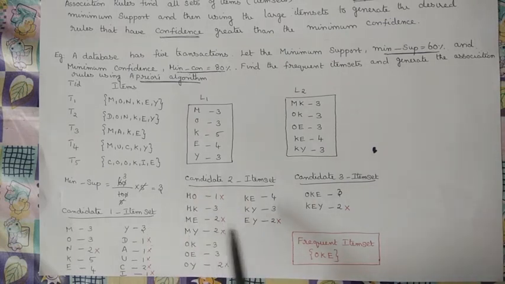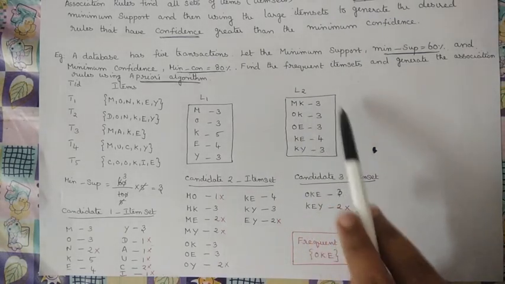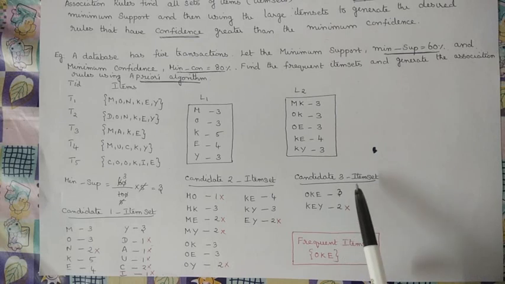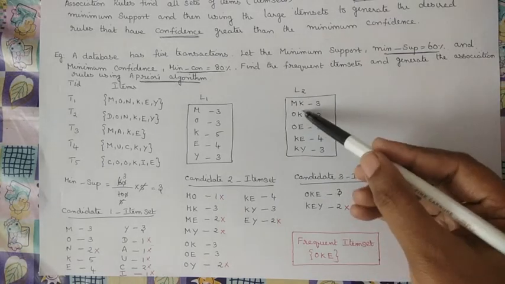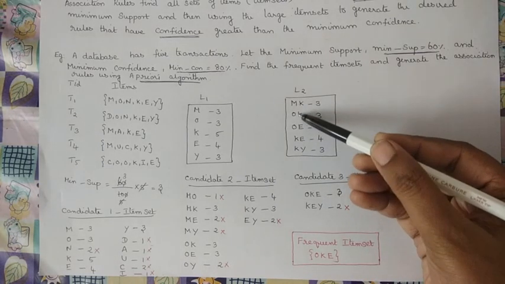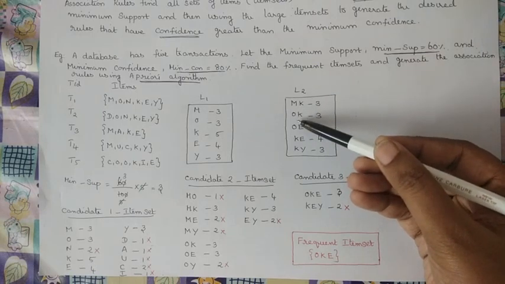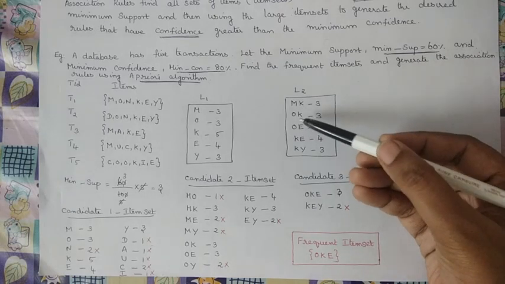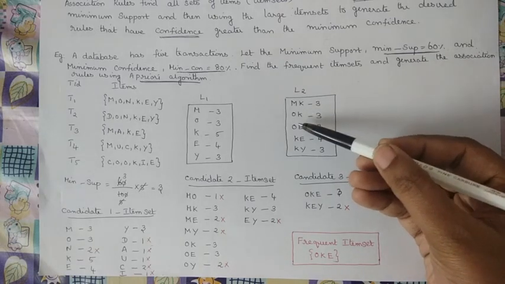Whichever pair does not have the minimum support count, I am just going to eliminate those pairs. So I have eliminated everything, and my L2 is this one. After this I'm going to generate my candidate 3 item sets. Here you have OK and OE, and the first two elements are the same, so I am going to use the concept of self join. When I do it, it will be OKE.